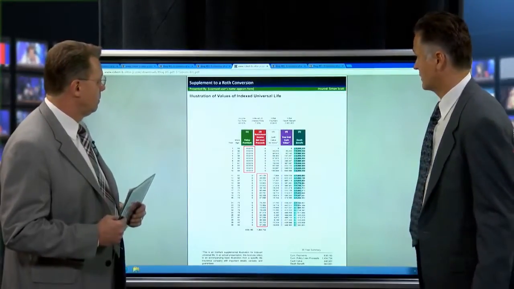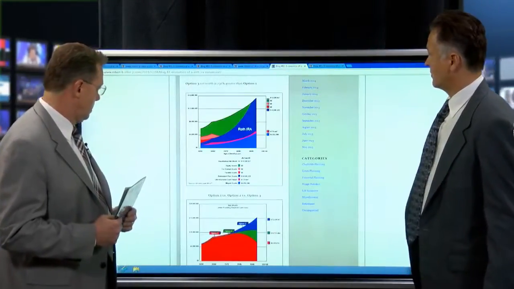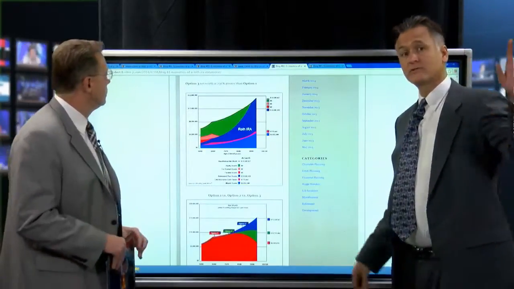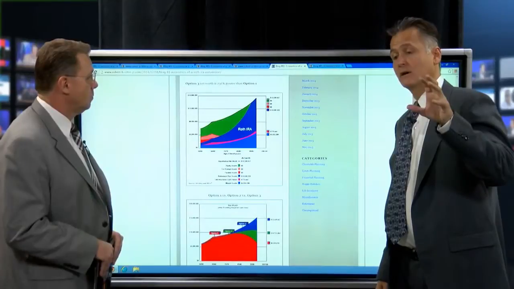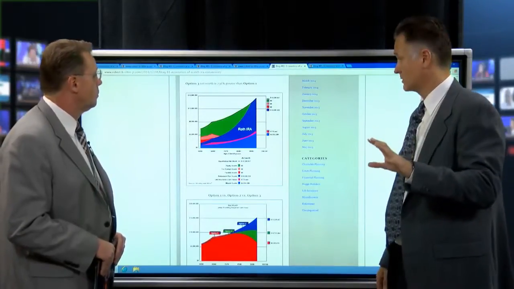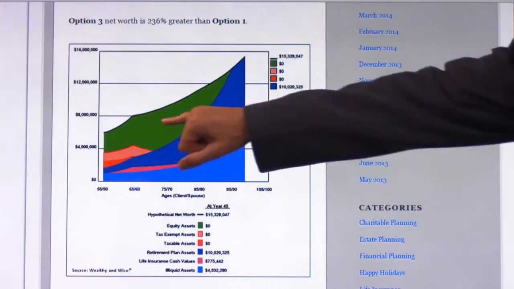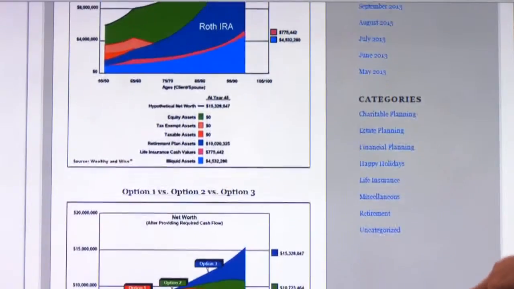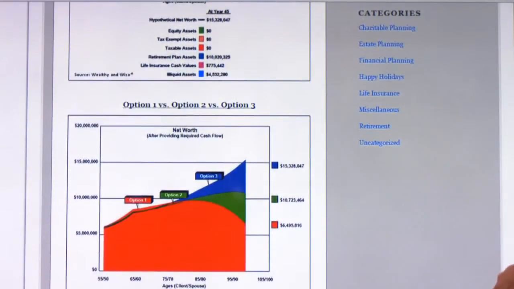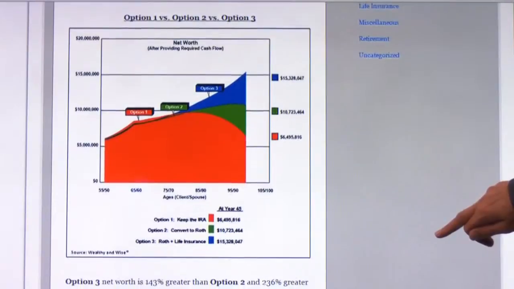So we can go to the next one. Okay, so here's option 3, which is the Roth conversion and the purchase of the life insurance policy we just reviewed. Here you can see that the net worth grows to $15 million, because of the efficiency of the tax-free accumulation and tax-free distributions. And then here you have a comparison.